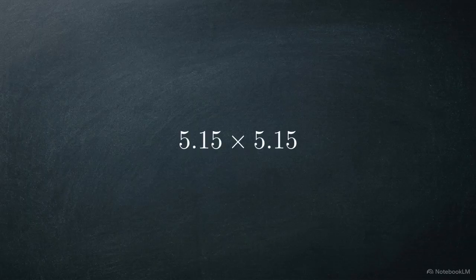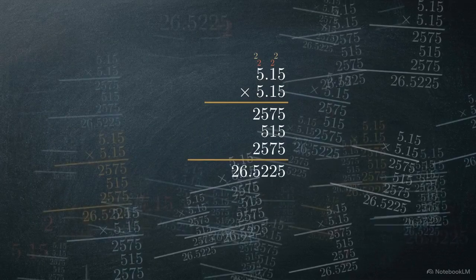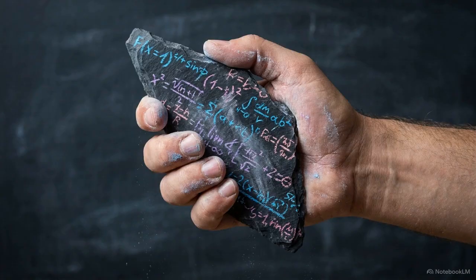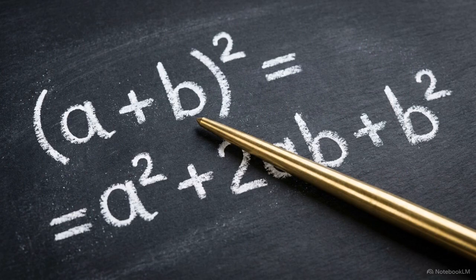At this stage, it is tempting to start multiplying 5.15 by itself, but manually squaring decimals of this size is tedious and leaves too much room for calculation errors. Verifying our geometric construction is now an algebraic problem. We need a smarter, more efficient calculation strategy to solve it.